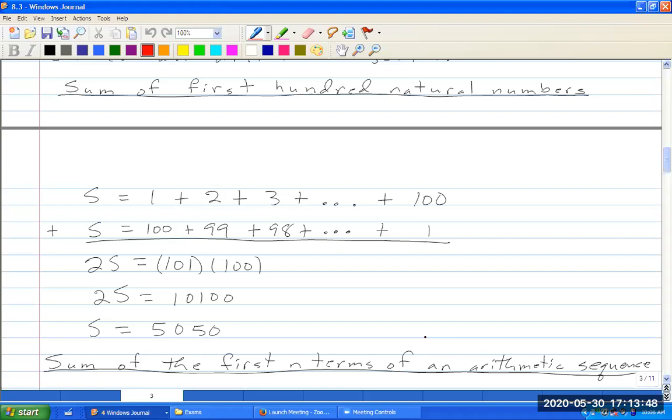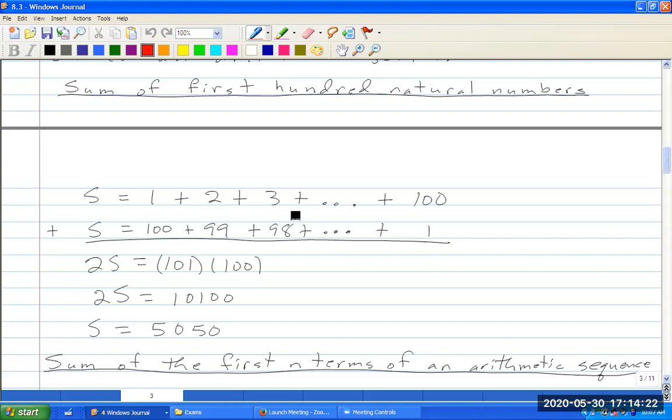So the problem is, I want to add 1 plus 2 plus 3 plus ... up to 100. Well, if you just write that sum in the reverse order, 100 plus 99 plus 98 plus ... to 1, and add them, that's twice the sum that you want. 1 plus 100 is 101. 2 plus 99 is 101. 3 plus 98 is 101. So you get a whole bunch of 101s.